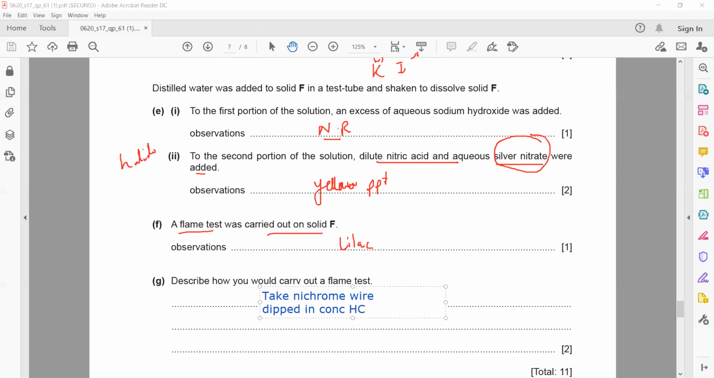And place it above the hottest part of the flame, or the blue region, which is the hottest part of the flame.